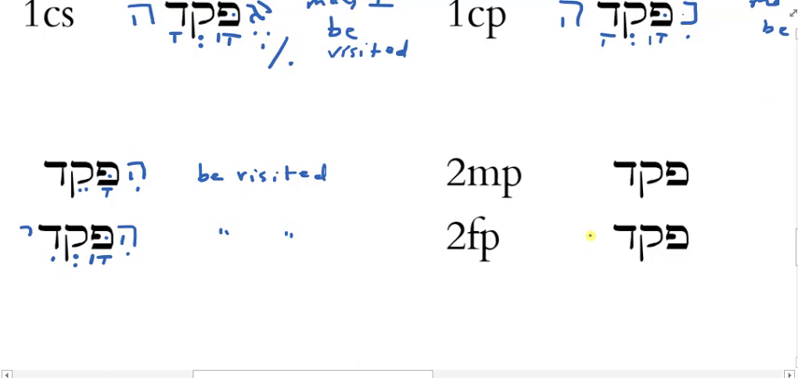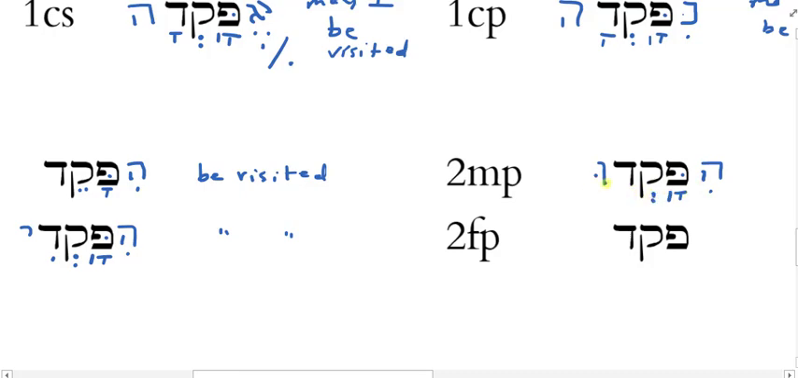What would the form be in the 2MP imperative for the nifal? If I'm starting with hipakade, what do I add to the end to make it you guys? I add shureq, right? And that's a vowel, so what's going to happen? Dalet's going to slide over and lead the vowel, and the qof's sere will be open and pretonic, and it will reduce to a vocal shva.